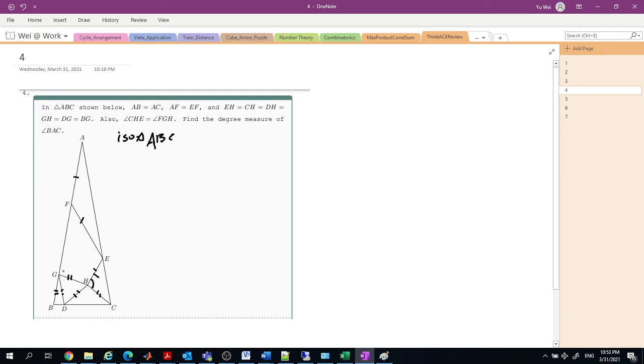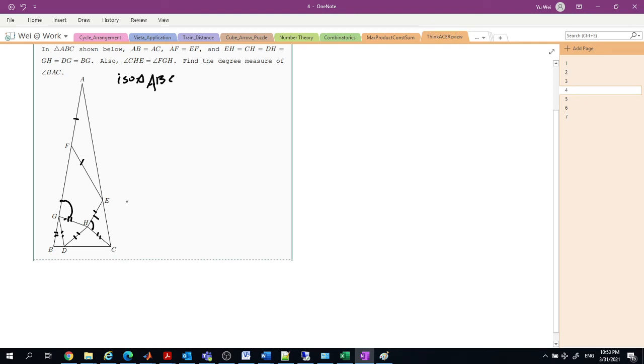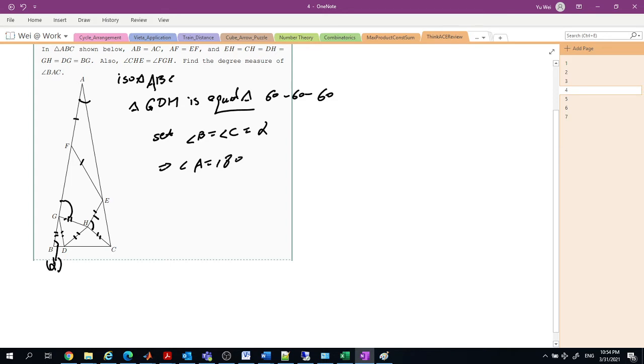Angle CHE is equal to angle FGH. Okay, so we have so many isosceles and equilateral triangles, right? The first one you observe is GDH is an equilateral triangle, so you know it's 60, 60, 60. Now let's assume this angle is alpha. Set angle B equals angle C equals alpha, then angle A equals 180 minus 2 alpha.